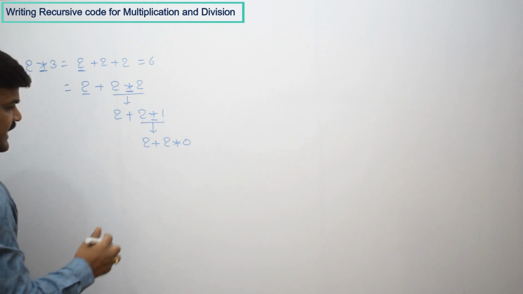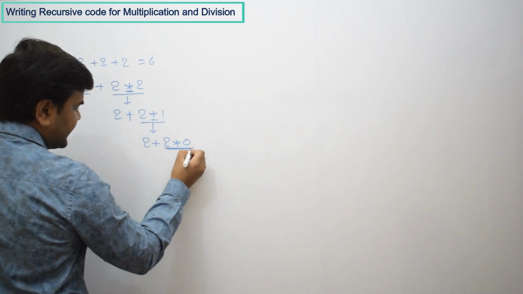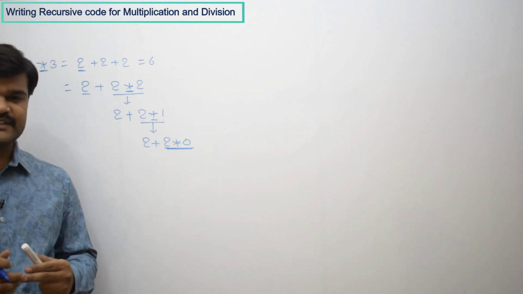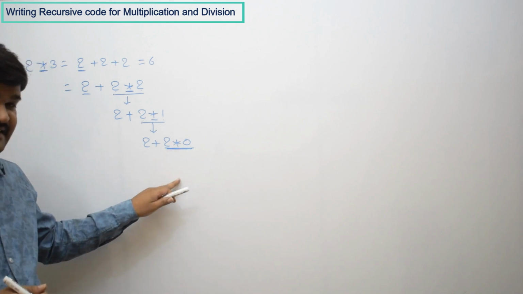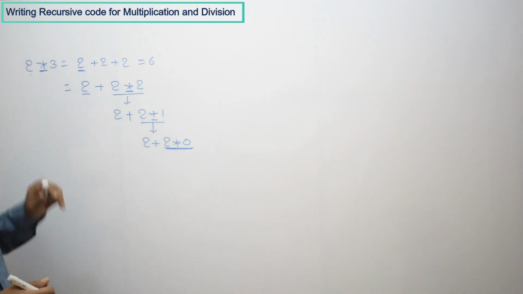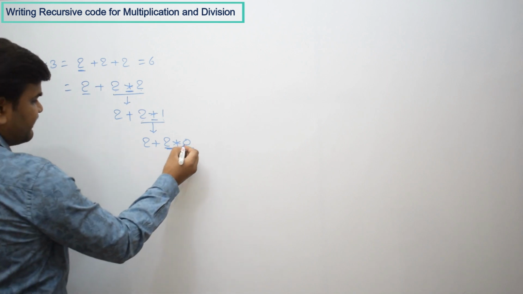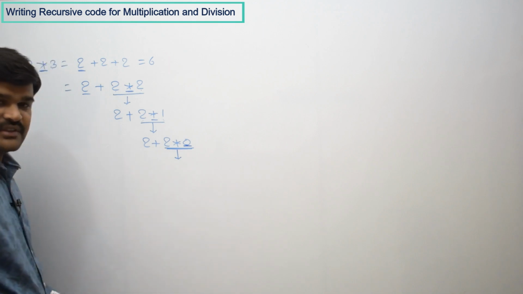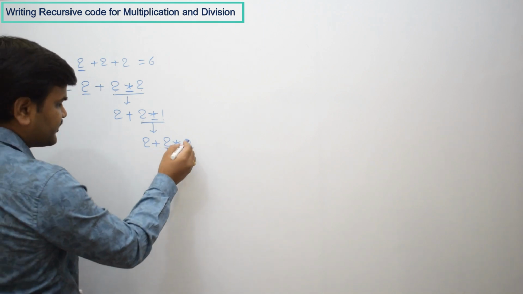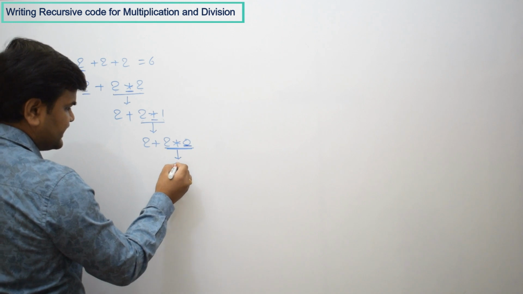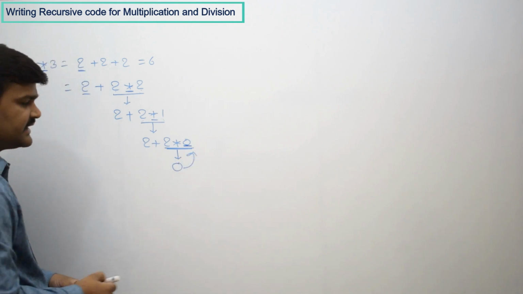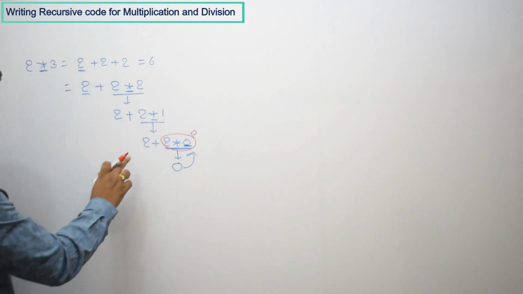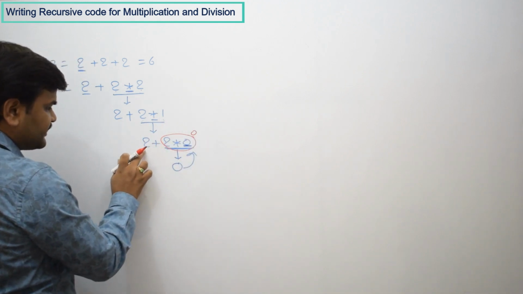Now if you see carefully, we reached the base condition, right? That means you are not going to do the same operation next. You have to return back to wherever you called. So whenever the second parameter reaches 0, we stop the recursive call, and then we return 0 to this place. So this whole thing is replaced by 0. So 2 plus 0, 2, this you have to return.